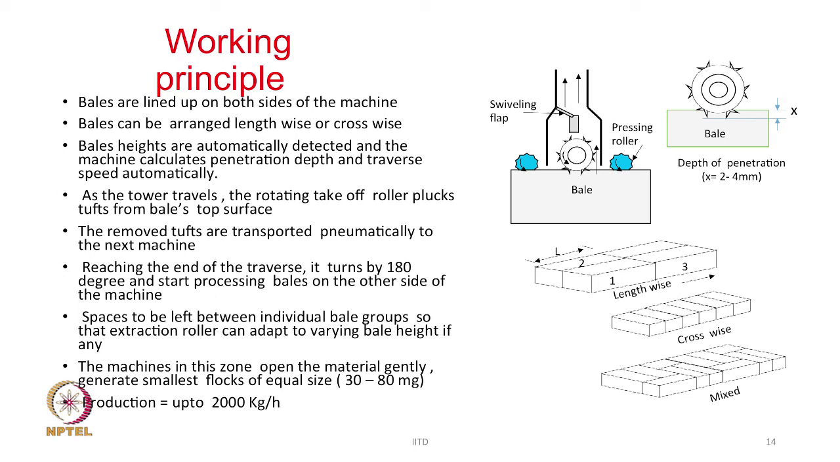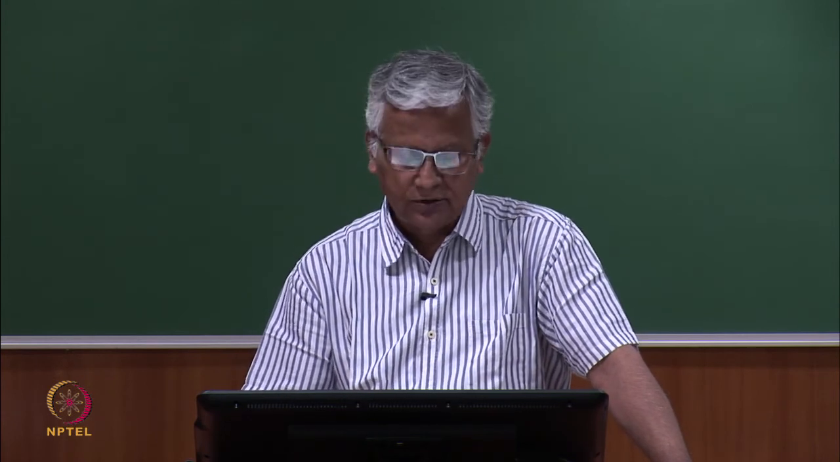Spaces are to be left between the individual bale groups, so that the extraction roller can adapt to the varying bale height. If at all there is a change in bale height, then there has to be some gap left between the bales, so that it gets sufficient time to sense the height, and accordingly it can come down and pick up the tufts from the bale.